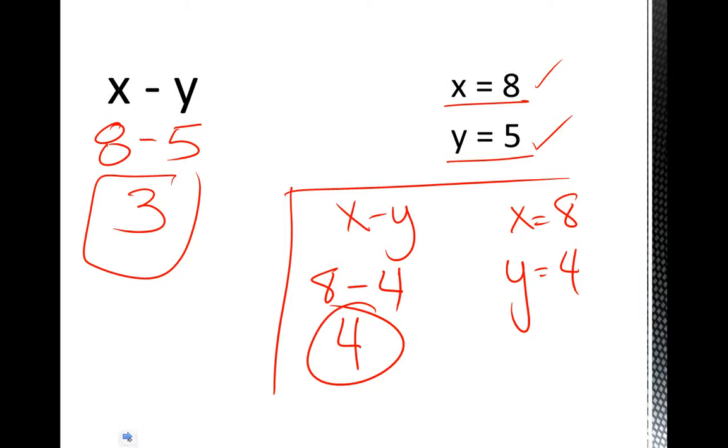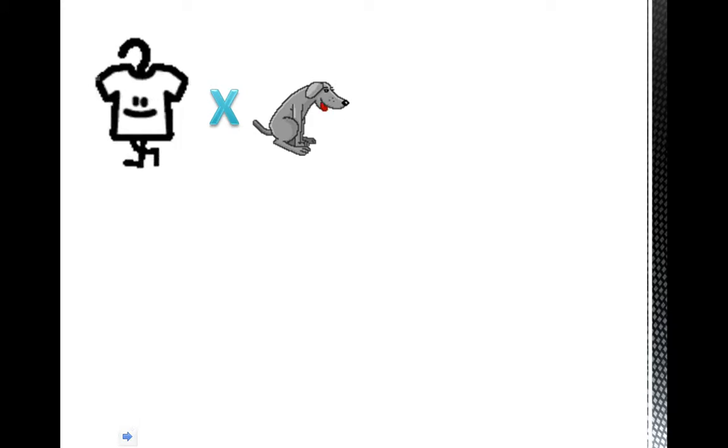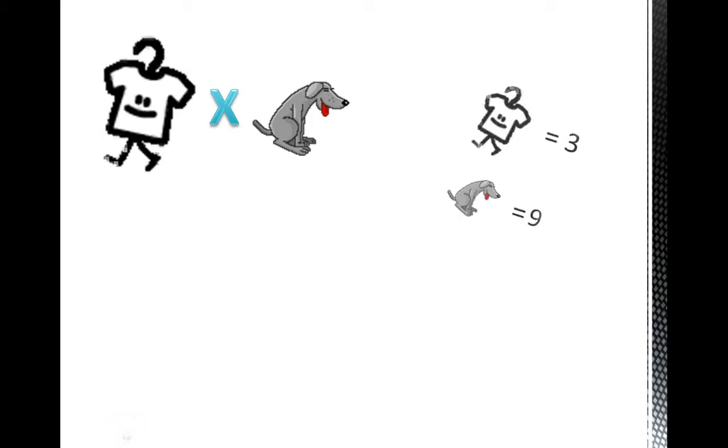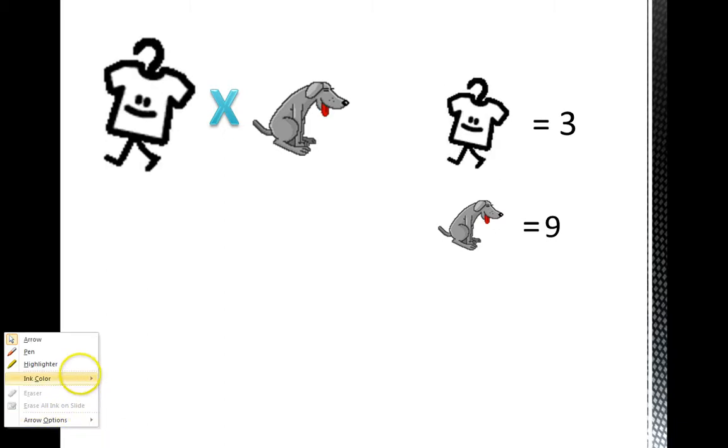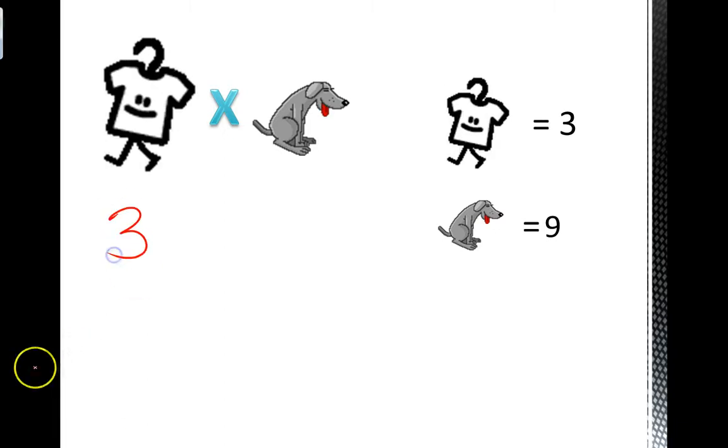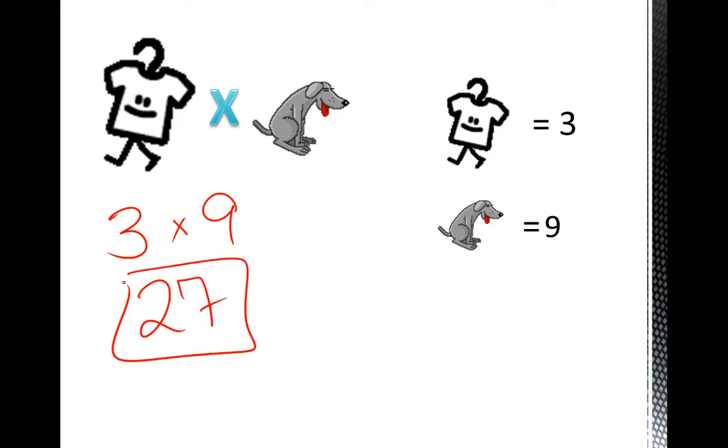The nice thing about variables is they're just symbols. They can be anything you want. So we don't have to use letters. We can use stuff like this. So shirt face times barking dog. Well, as long as we're given those values, shirt face equal to 3, barking dog equal to 9, then we can solve the expression. So we have shirt face equal to 3 times barking dog, which is equal to 9. 3 times 9 is 27, and we've got our answer.